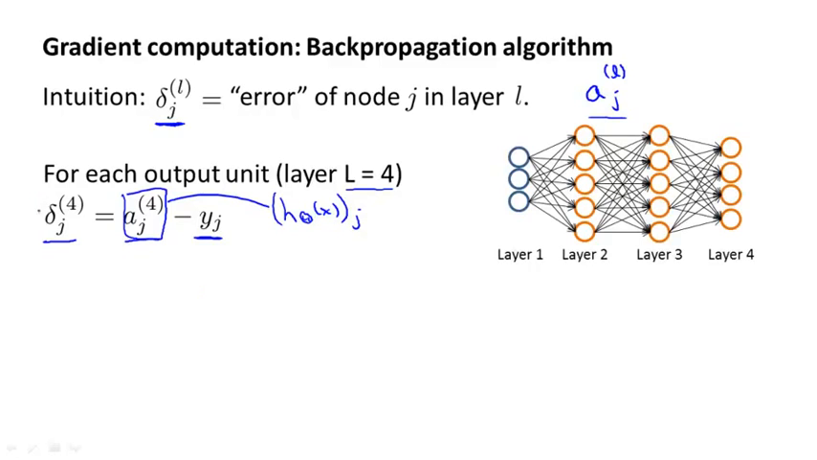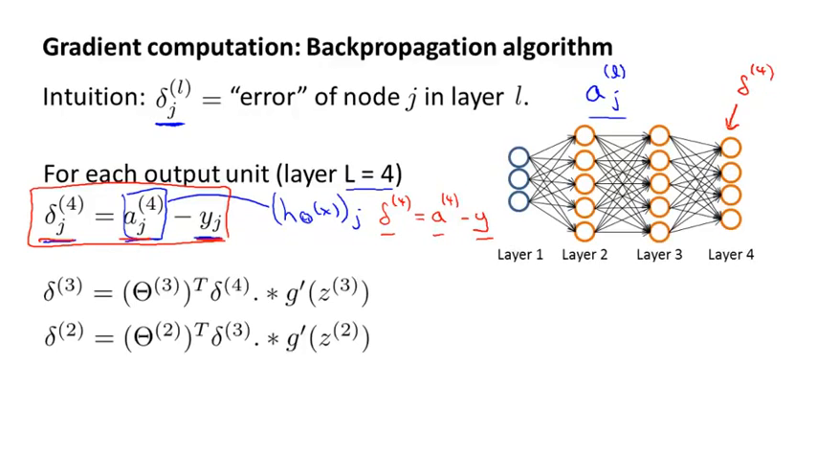And by the way, if you think of delta, a, and y as vectors, then you can also take this and come up with a vectorized implementation of it, which is just delta 4 gets set as a4 minus y, where here each of these, delta 4, a4, and y, each of these is a vector whose dimension is equal to the number of output units in our network. So we've now computed the error terms delta 4 for our network. What we do next is compute the delta terms for the earlier layers in our network.